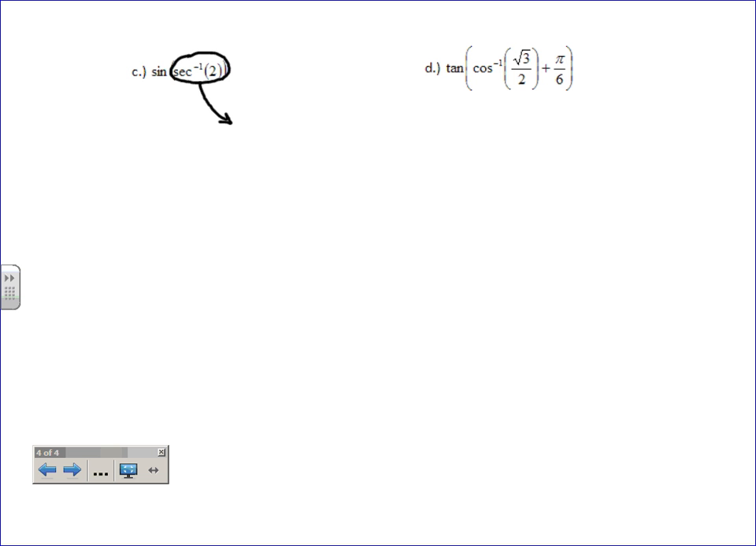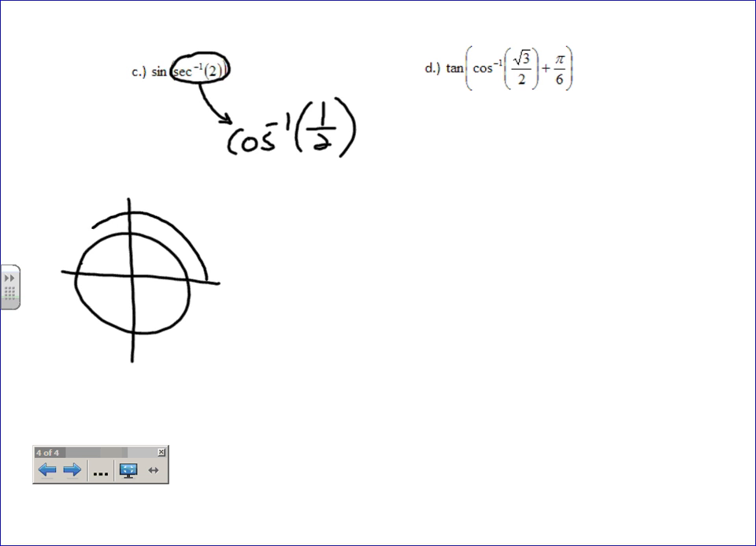It's the same thing as asking, where is secant 2 is where is cosine 1/2. It's the exact same question, right? Because they're reciprocals. And so where is cosine 1/2? Well, cosine, you're supposed to go that distance, so forget about those.